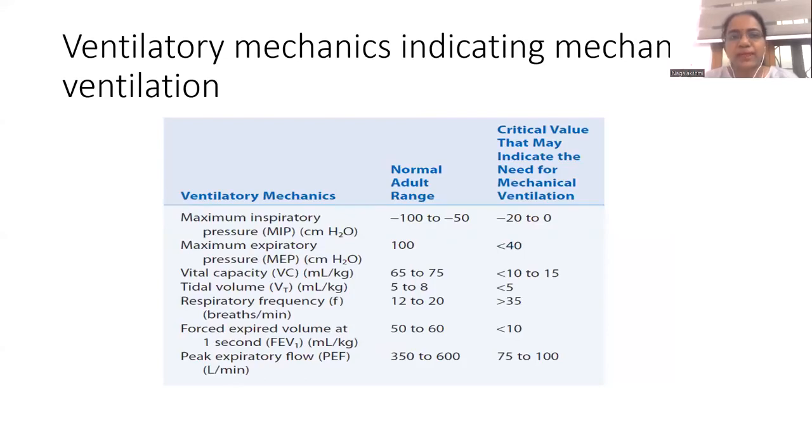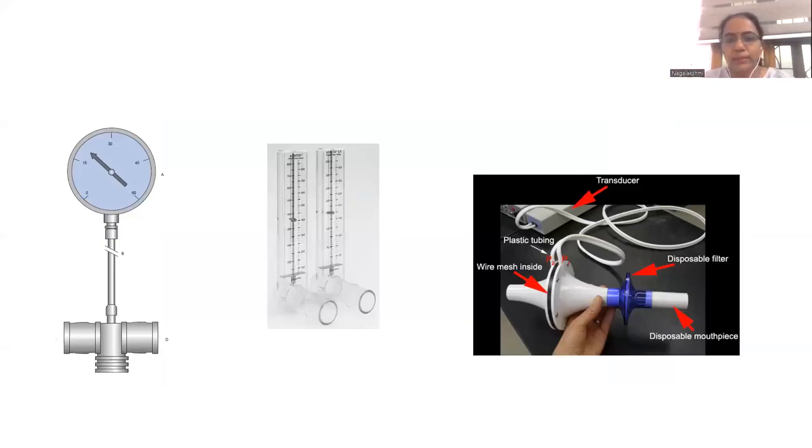So now there are the ventilatory mechanics which indicate mechanical ventilation. These are the parameters which are measured by spirometry: maximum inspiratory pressure, expiratory pressure, vital capacity, tidal volume, respiratory frequency or respiratory rate, forced expiratory volume at the first second, and peak expiratory flow rate. If these ventilatory mechanics are compromised below a particular value, that is the critical value, they may indicate the need for mechanical ventilation also. This can be measured by a spirometer, a handheld spirometer, or a pneumotachymeter.